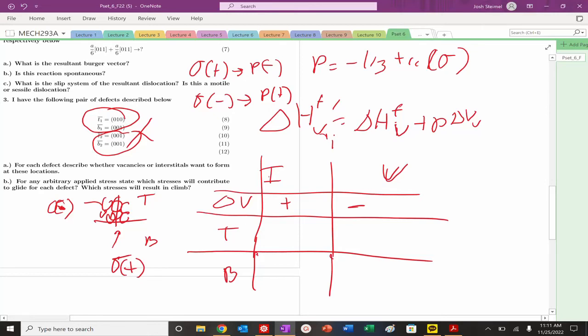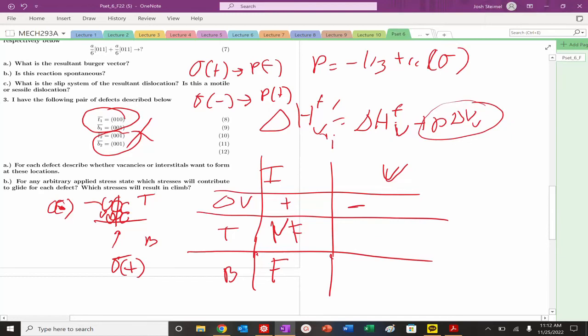So if I'm an interstitial and I'm looking at the top here, that is a compressive stress. So that means the pressure is positive. As I change my interstitial, that's positive, so I'm increasing the energy, so they will not form here. If I'm looking at the bottom, now my stress is positive, my pressure is negative, so this term now becomes negative, reducing the energy, so interstitials will want to form at the bottom of that defect. For vacancies, it's the exact opposite, right?